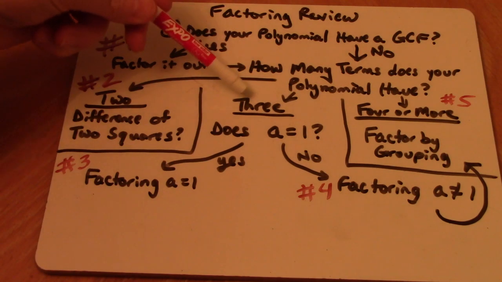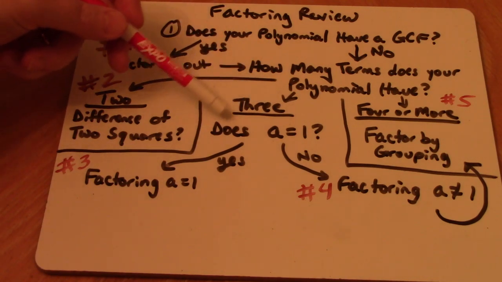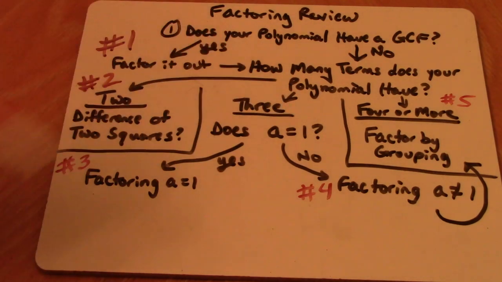If it has 3, then we have to ask ourselves, does the lead coefficient equal 1? That would be the coefficient on the x squared term. If the answer to that is yes, that is simple factoring that you've been doing since Algebra 1. We'll have our third video example set over that.